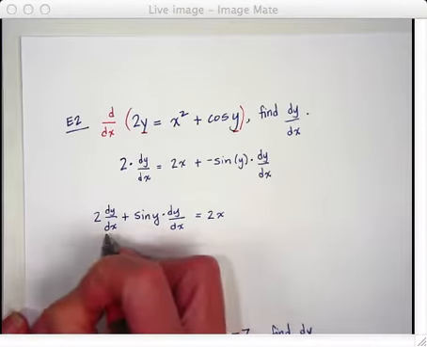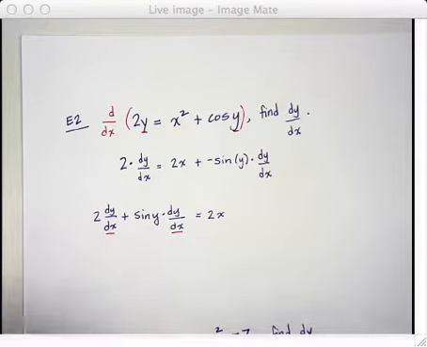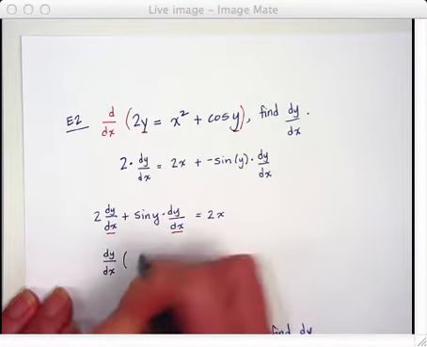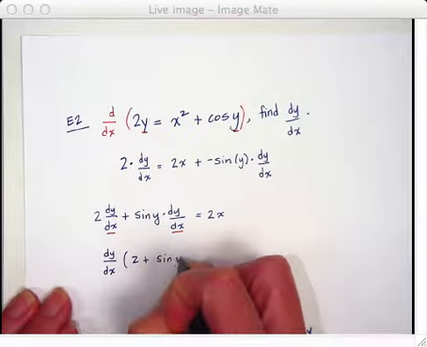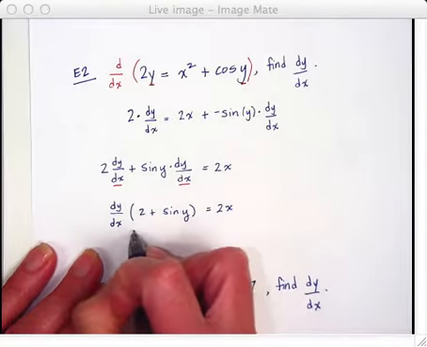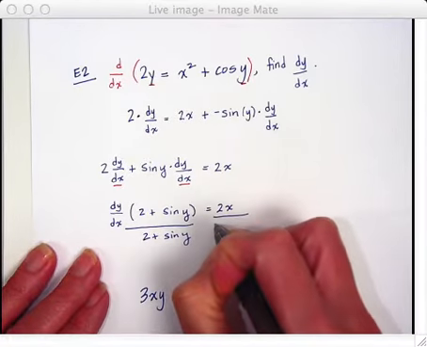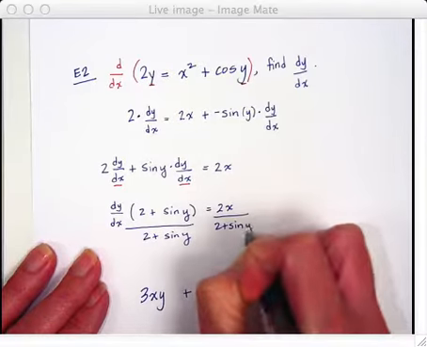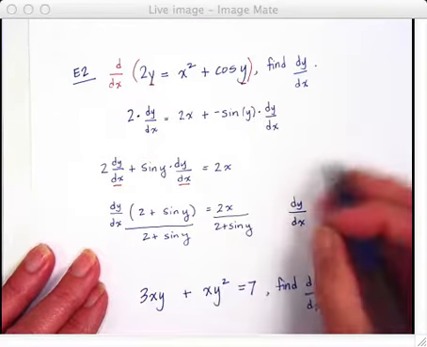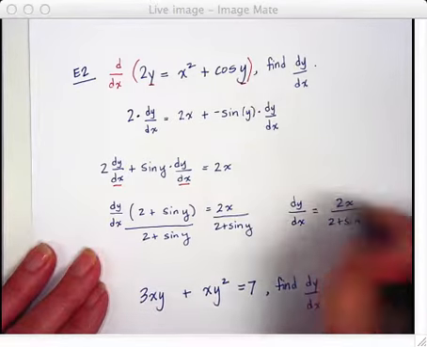Now, since I have a dy dx in both of these terms, I'm going to factor that dy dx out. So if I factor out a dy dx, I am left with 2 plus sine y equals 2x. And my goal is to have dy dx by itself. So I'm going to divide both sides by 2 plus sine y. So my final answer is the derivative of this function up here is 2x divided by 2 plus sine y.